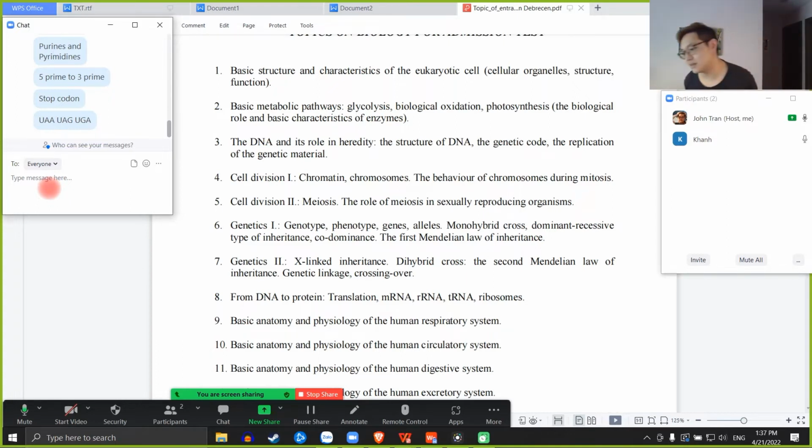So what do these names mean? It means that when the process reaches a stop codon, the process of translation is stopped.